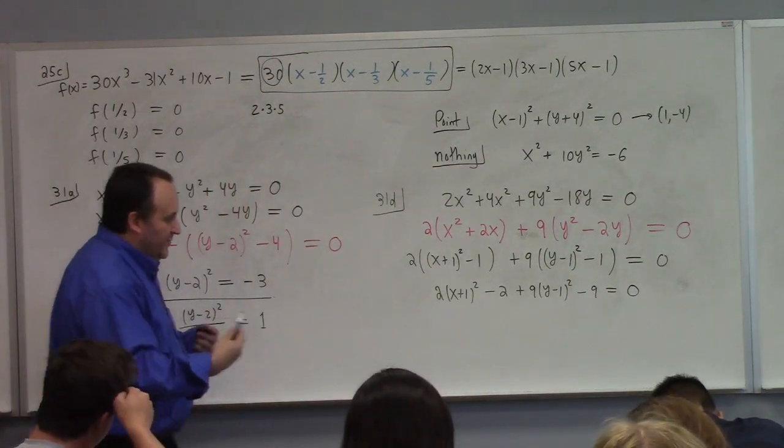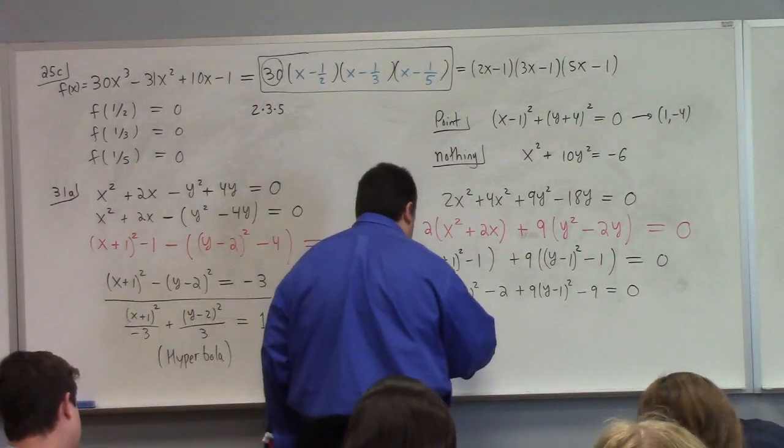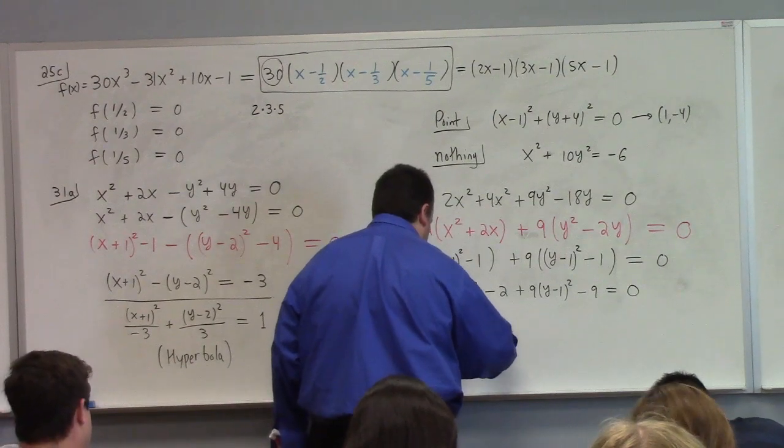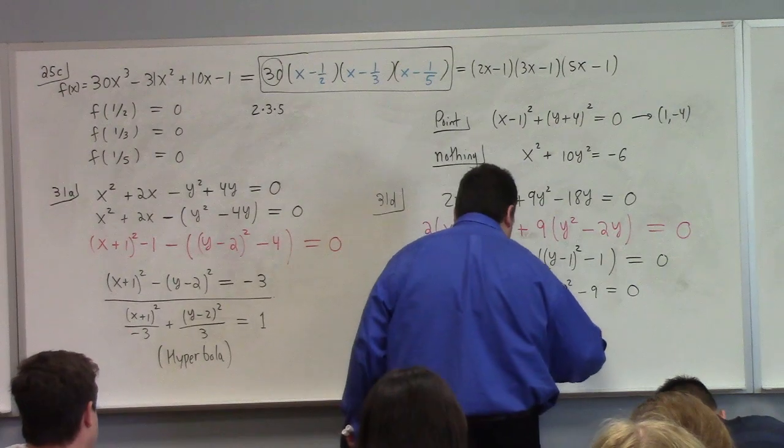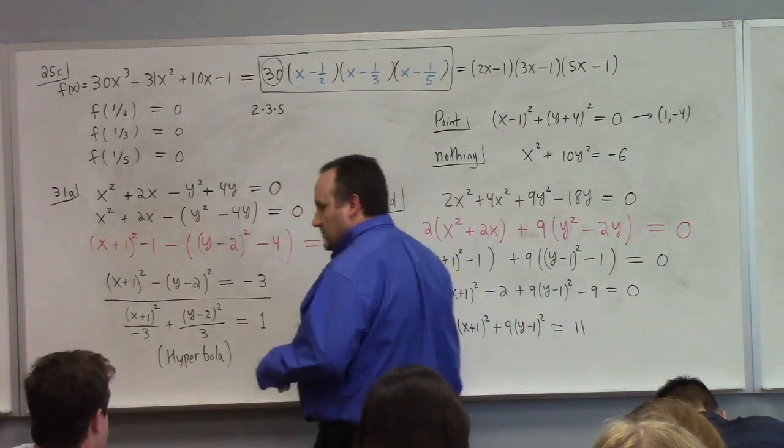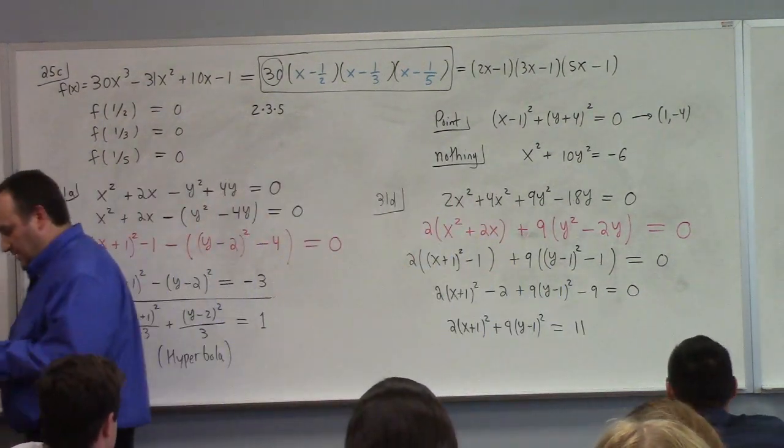Let me do one more step. So 2 times (x plus 1) squared plus 9 times (y minus 1) squared equals, looks like, 11. Did you guys get that too? So my question then is, what is it?